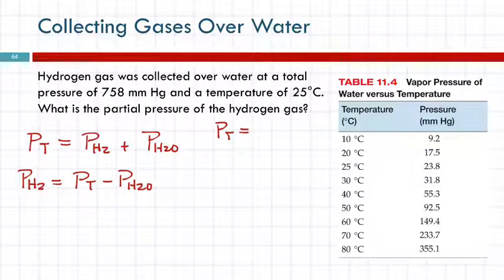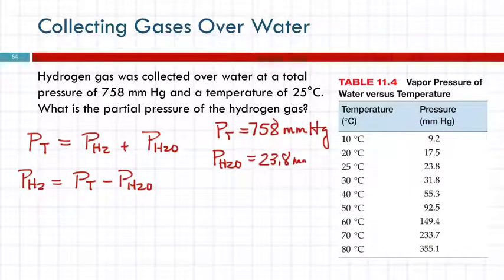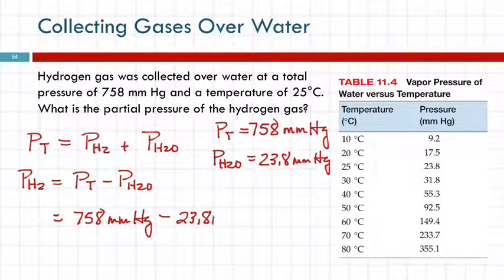So the total pressure was 758 millimeters of mercury. The partial pressure of water at this temperature is 23.8. So that means that the partial pressure of the hydrogen equals the difference. 758 minus 23.8 is 734.2.